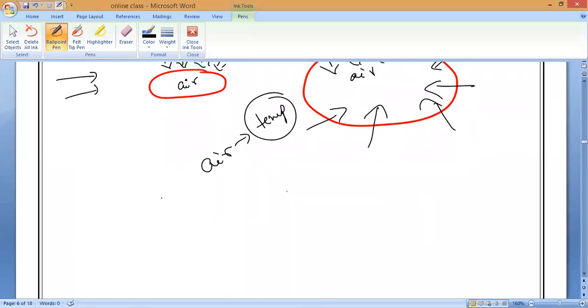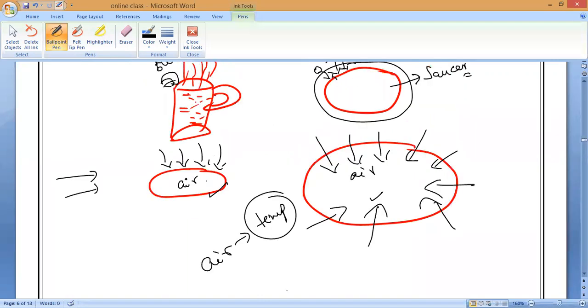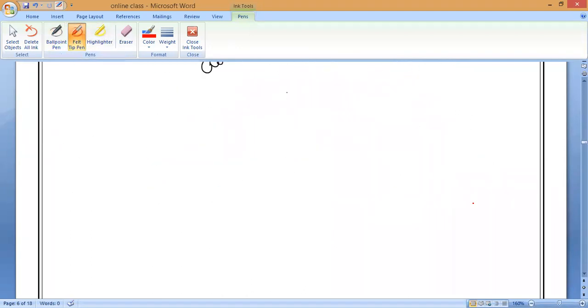Sir, suppose I have taken this container and this container. Now here wind is blowing normally, and here the wind is blowing faster. In which one will the temperature decrease faster? In the bigger one, the second one. Understand? You observe very carefully.